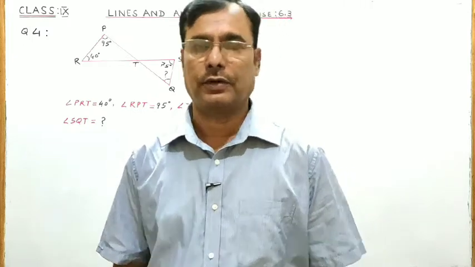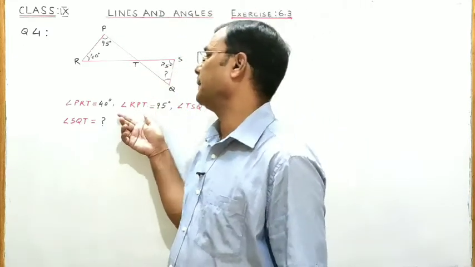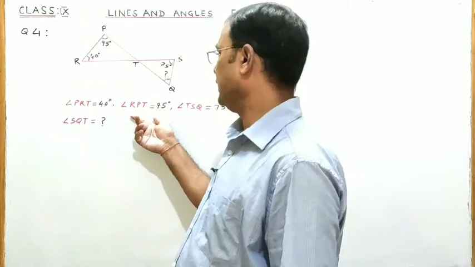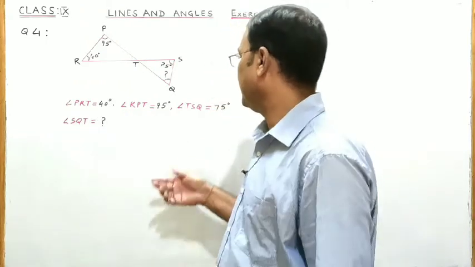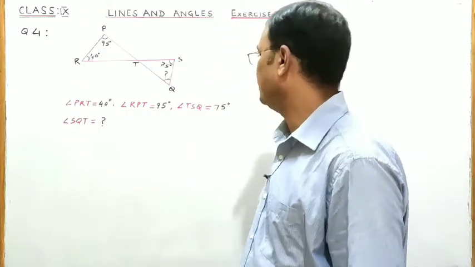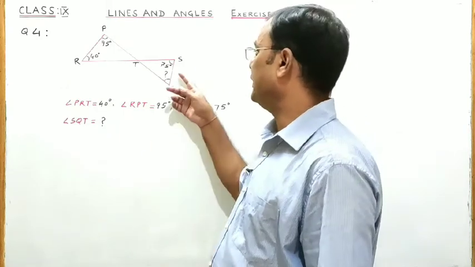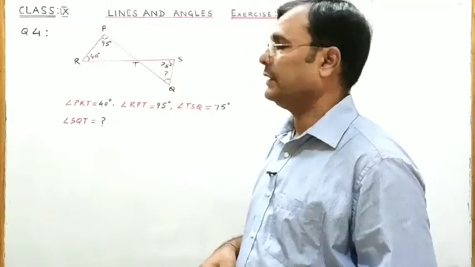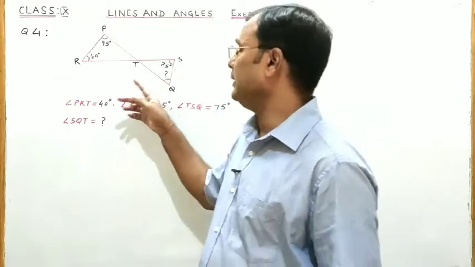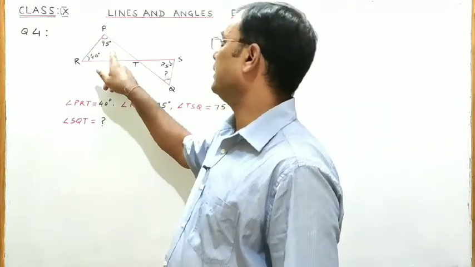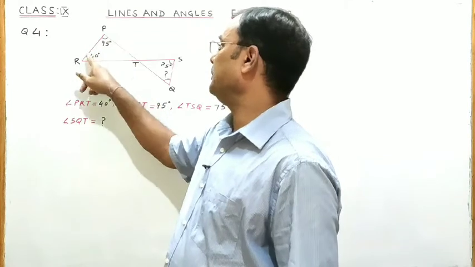6.3 question number 4. In this question, in the given figure, angle PRT is 40 degrees, angle RPT is 95 degrees, angle TSQ is equal to 75 degrees, and we have to find angle SQT. In this question, you can find it using the angle sum property in triangle PRT.